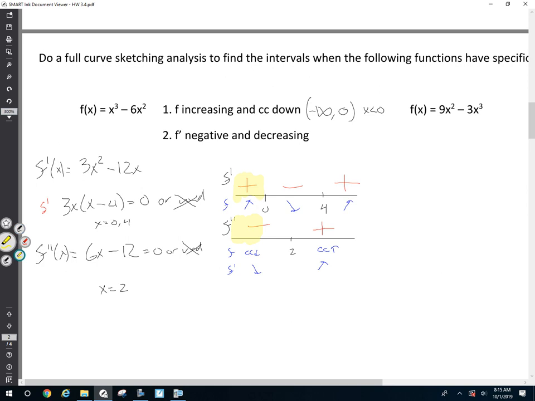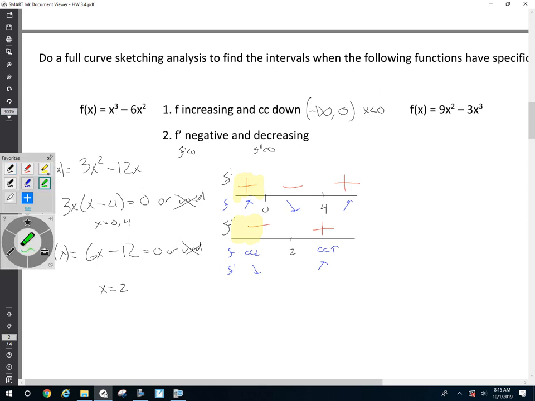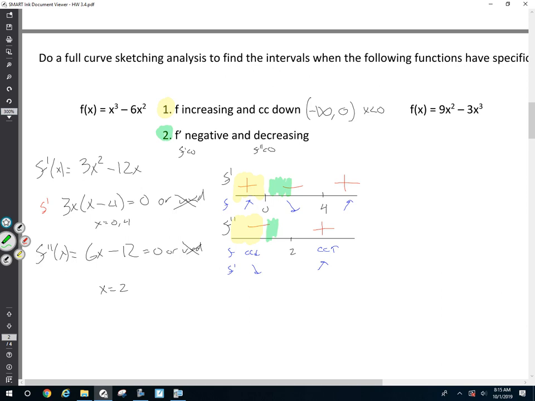F prime is negative and decreasing. So if f prime is negative, okay, cool. If f prime is decreasing, its tangent slopes are negative. So I want negatives for both of them. So I'm looking at, here's 1, here's going to be 2. F prime is negative here and decreasing, which means its tangent slopes are negative here. So I'm going to be saying from 0 to 2.